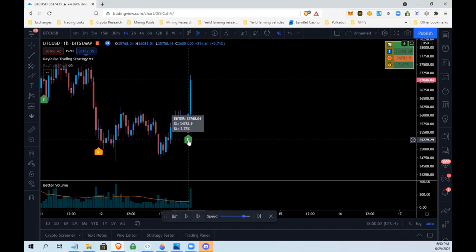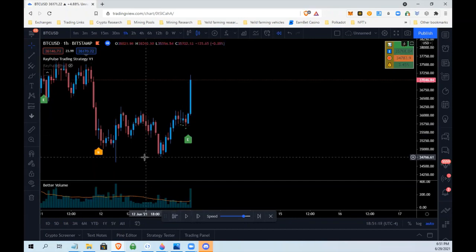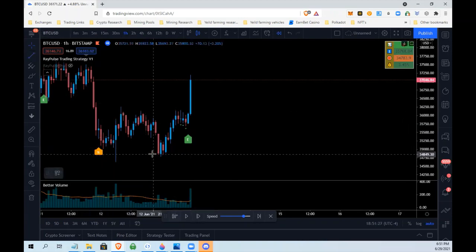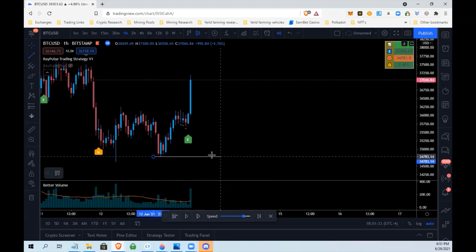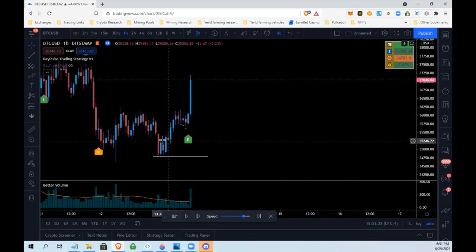Scrolling over this, I go to my exchange and I put in the entry price, or as close to the entry price of 35,768 as possible. I put my stop loss at 34,783, which is 2.75%, well within my personal stop loss margin, or the limit that I had set in my settings earlier. So 34,783. It's here. I'll put a line here. So that would be our stop loss.